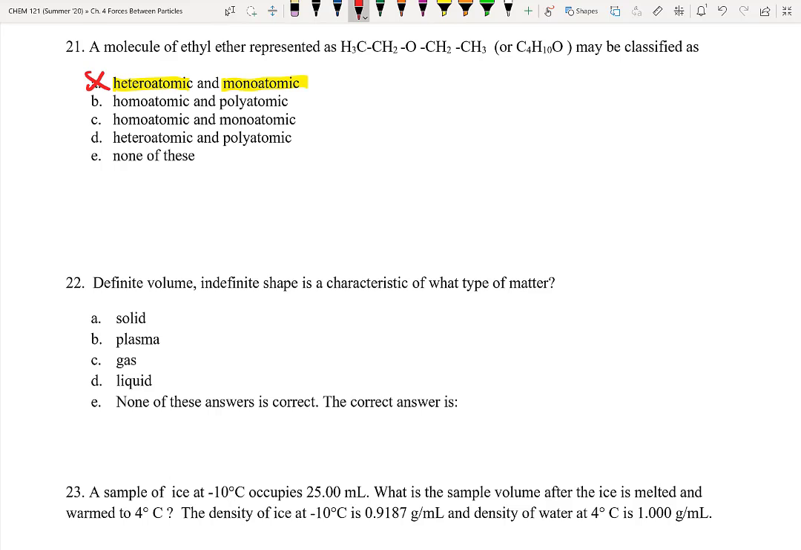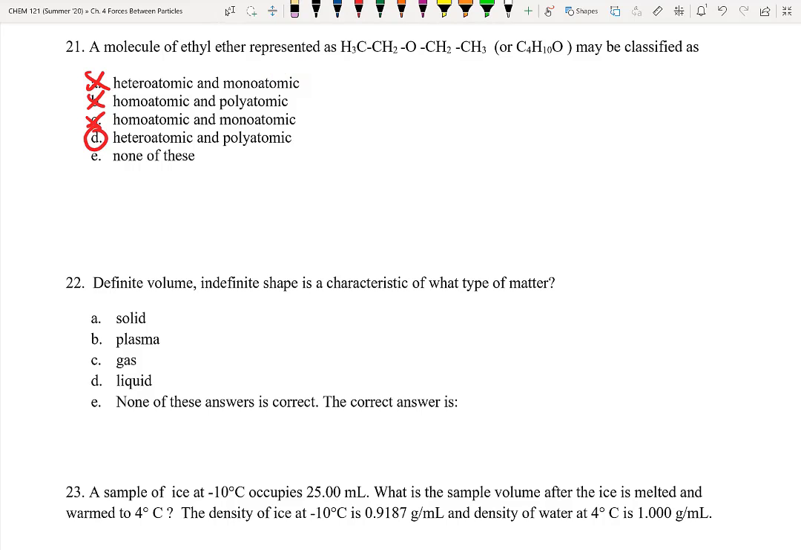Next one says homoatomic and polyatomic. So homoatomic, I would say this isn't homoatomic. It's made up of carbon, hydrogen, and oxygen. So I'd immediately throw this out. Same thing with this one. But then we get down to D, heteroatomic and polyatomic. So heteroatomic means made up of different types of atoms. Polyatomic means many atoms. So I'd say that D would be the best answer here. Sorry, going back to monoatomic, it just means one atom. So in this case, it's definitely more than one atom.